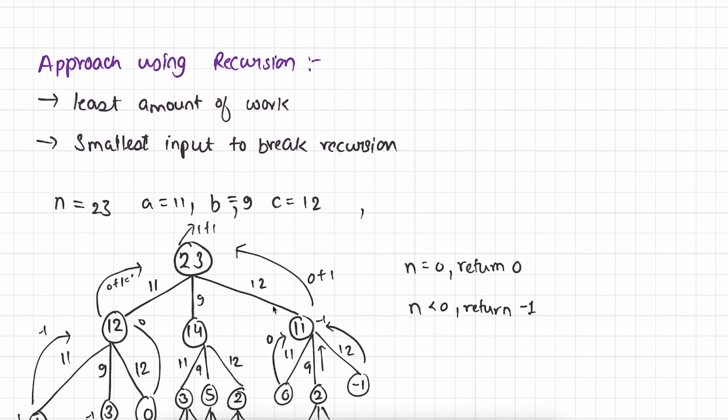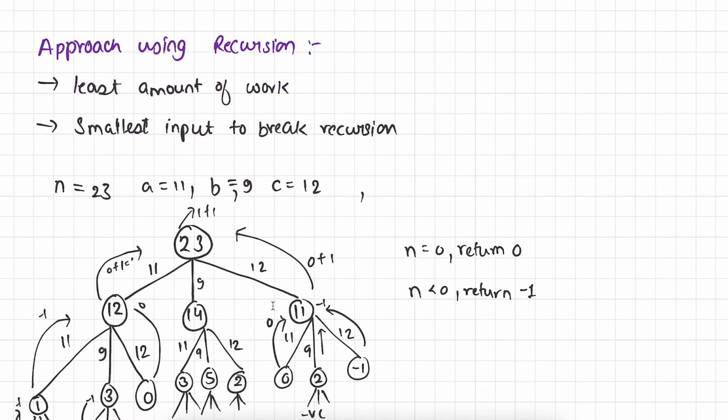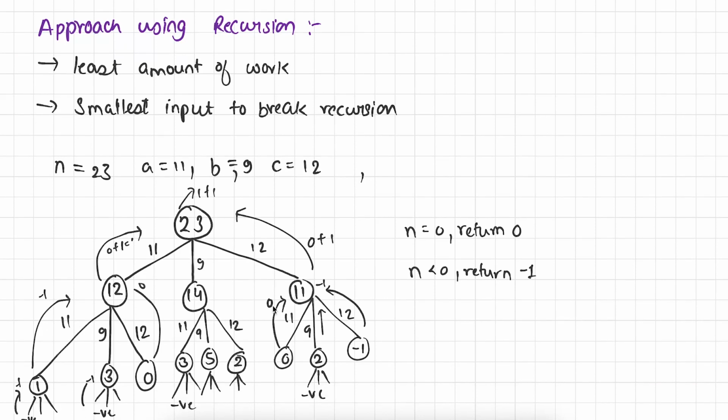Now let's move on to the next part of this video, where we are going to see the approach we are going to use to solve this problem. As we have to solve this problem recursively, you already know that in recursion we care about only two things. First is the least amount of work we can do, and the second is the smallest input we can pass to a function to break the recursion. So let's see this example.